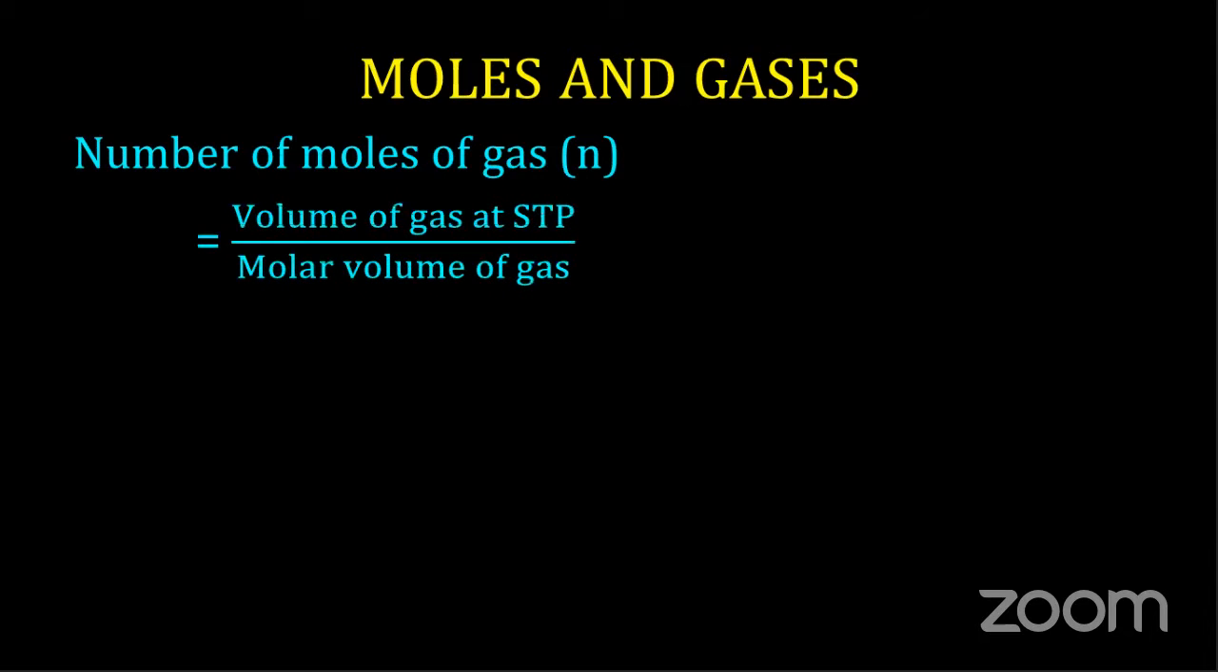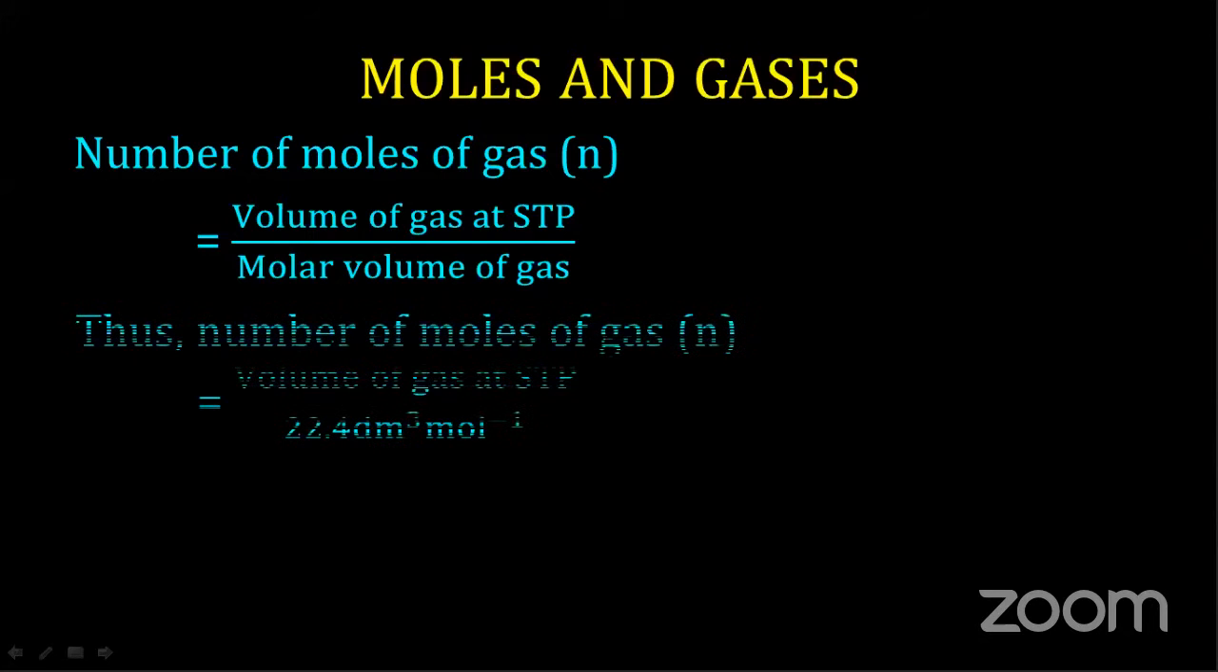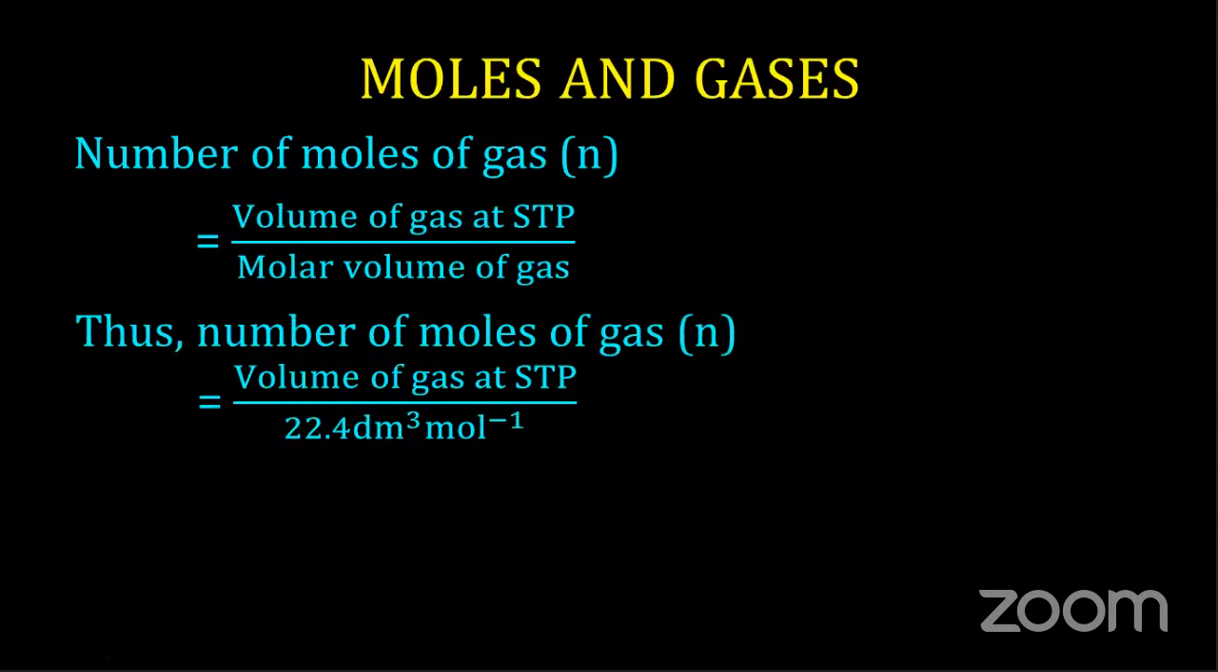Next, number of moles of a gas. How to calculate? For that, we have a formula here. Number of moles equals volume of a gas at STP upon molar volume of a gas. My dear student, remember this formula. This formula will help you to solve the problem. Molar volume, you know, is 22.4 decimeter cube. I substitute the value here, so this is what I get.